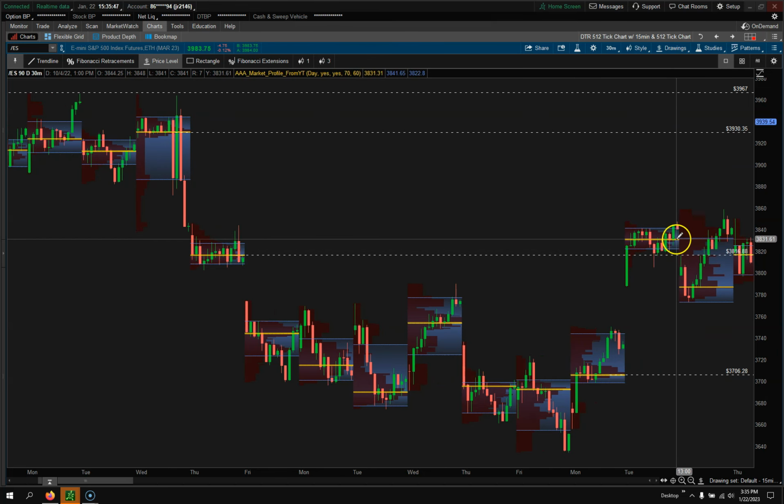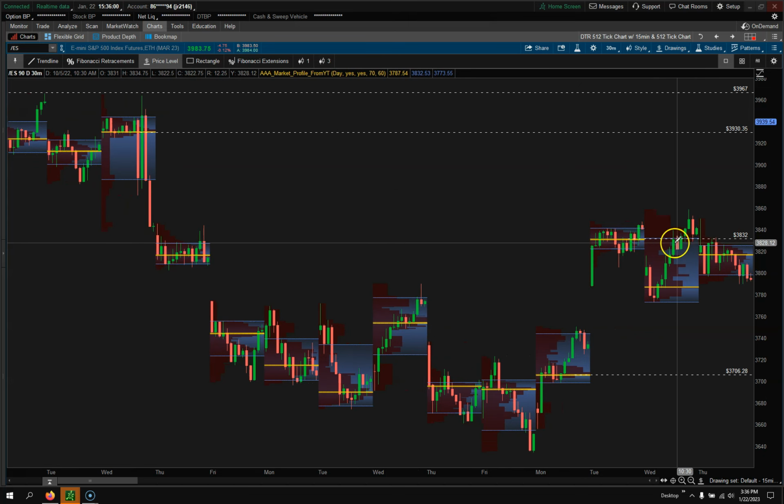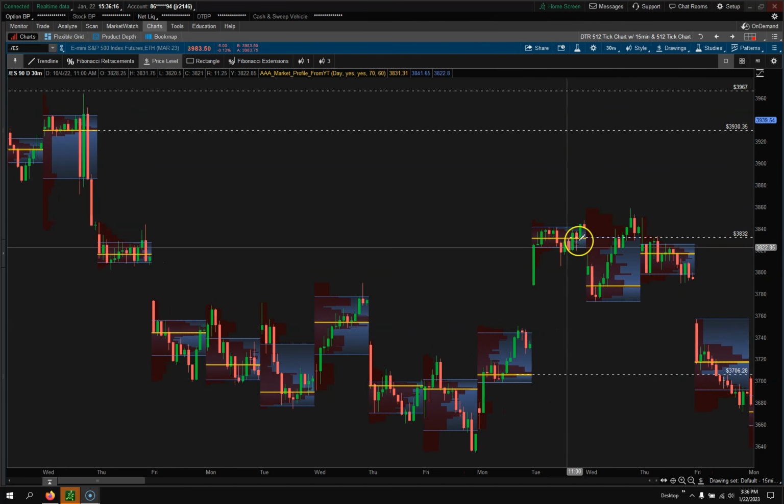Well, guess what? The next day, we gap lower, so we would remove this. Next day, we gap lower, right? Right here, we open, and this is where our point of control would be. And what does price do? It comes directly to the point of control right here, and we could see a little pullback because we have a red candle. So we know that trade would have worked.